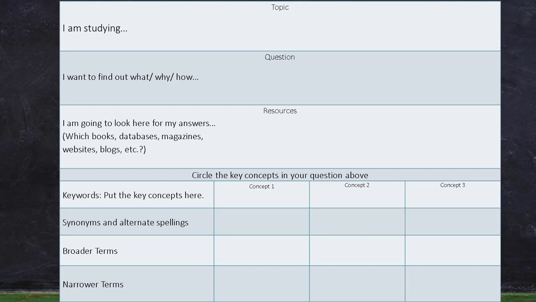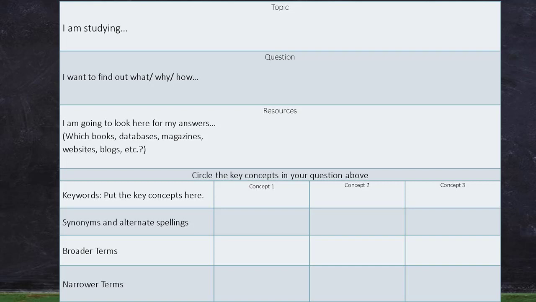Before we start searching, we need to know what we're looking for. Sounds obvious, right? You'd be surprised at how many students start searching without a goal and then become frustrated when they can't find what they need. I think it can be helpful for anyone, but in particular first-year students, to actually write out a search strategy as part of the brainstorming process.